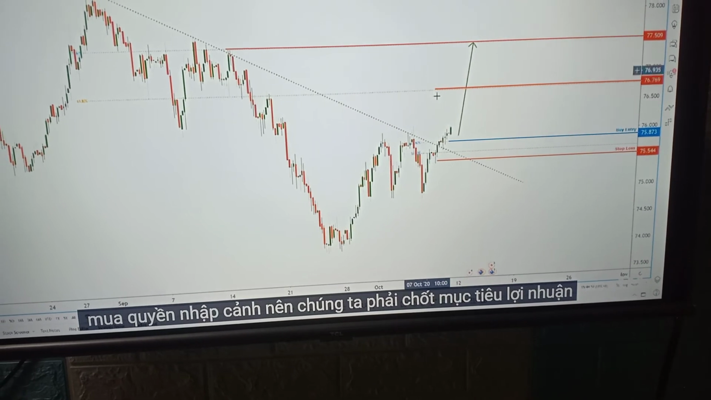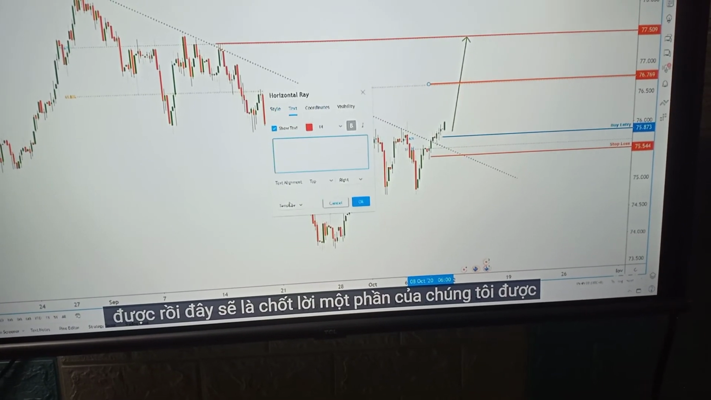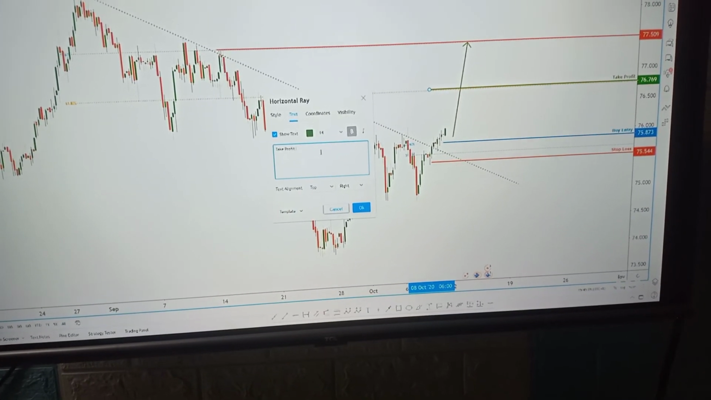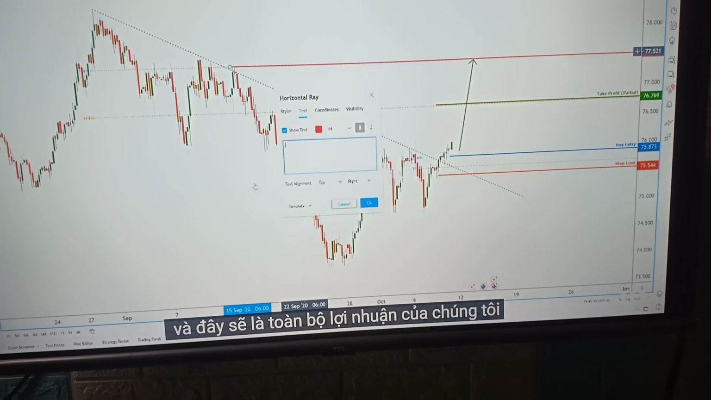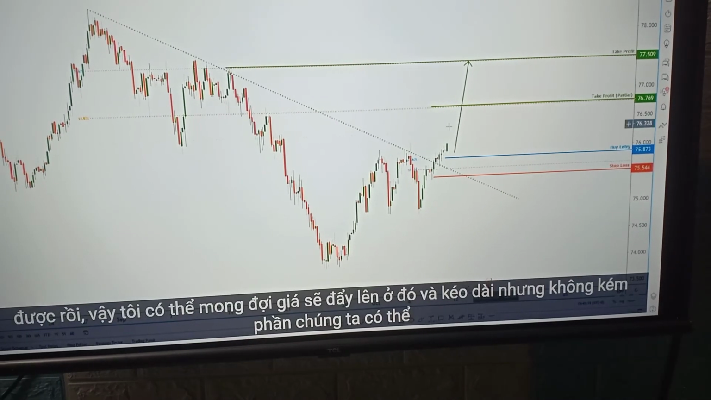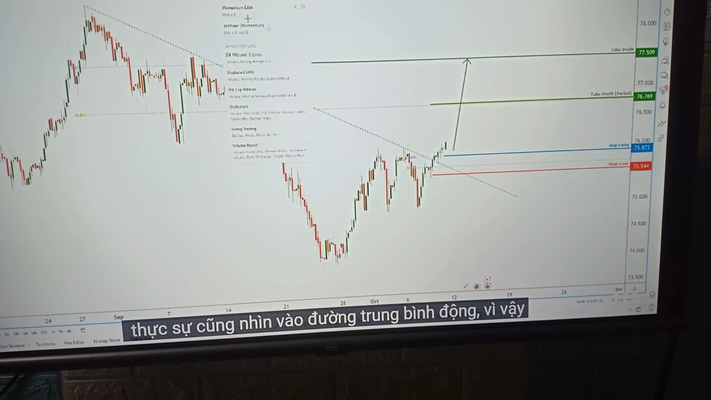So we have two take profit targets. This will be our partial take profit. And this will be our full take profit. So we can expect price to push up there.